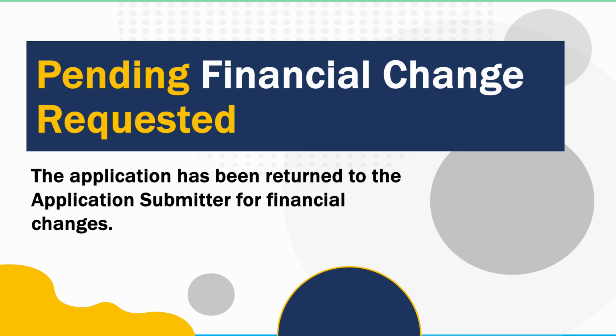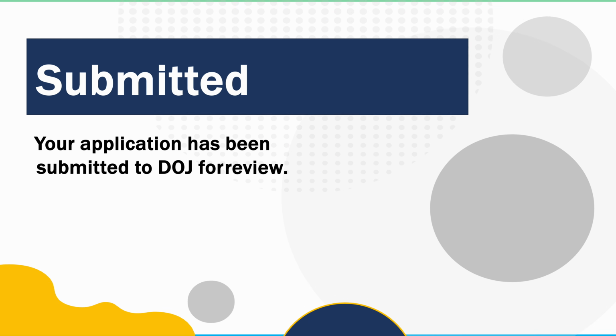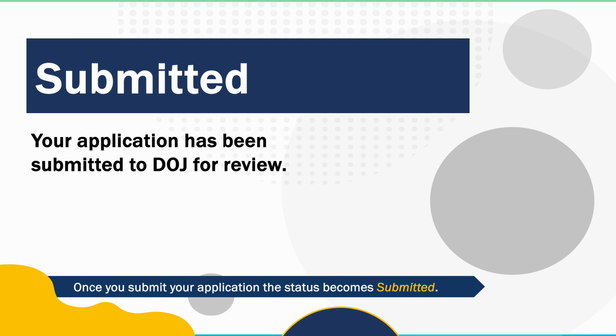Pending financial change requested. This means that the application has been returned with requested financial changes. Last is submitted. Submitted means that your application has been submitted to DOJ for review. Generally, applicants should expect to see their application status as submitted until final award decisions are made.